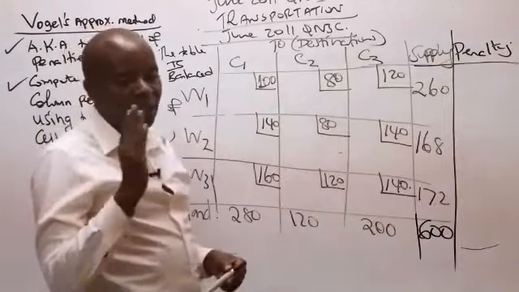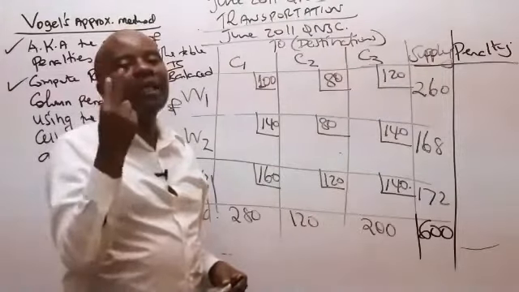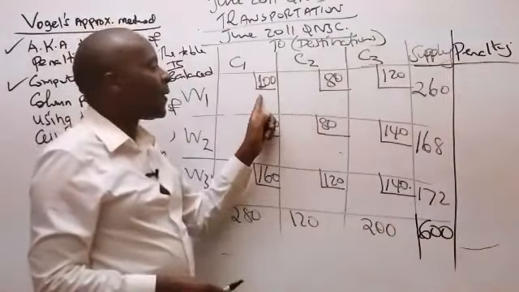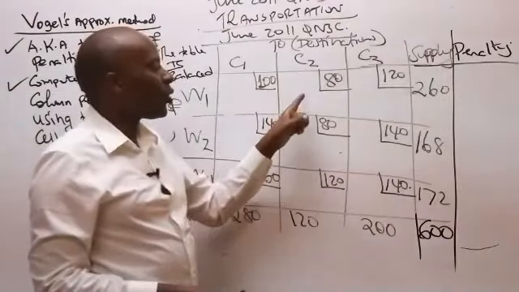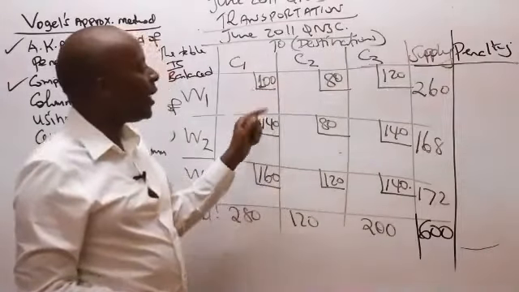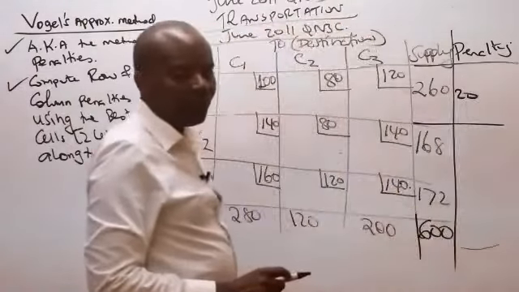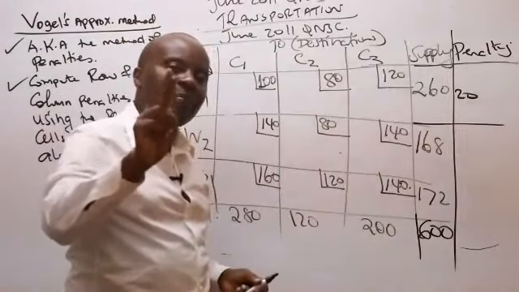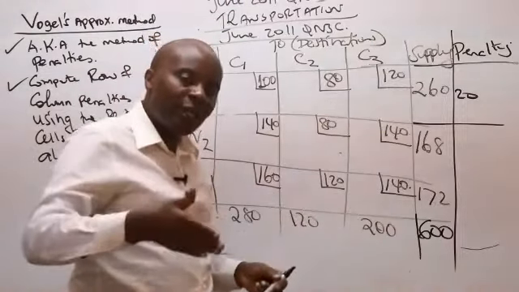Remember, for us to get the penalty, we take the best cell and the second best. So the very best here is 80, the second best is 100. Then you subtract between the 2. Of course, penalty can never be negative. So 80 and 100 gives me a penalty of 20 bob. What have I done? I've simply taken the best cell minus the second best.